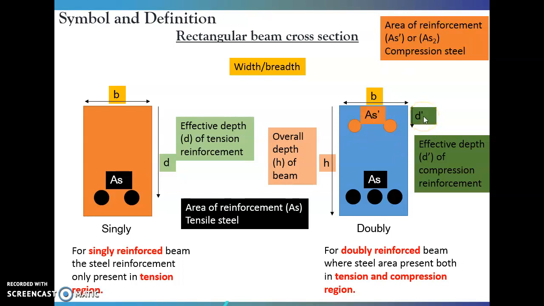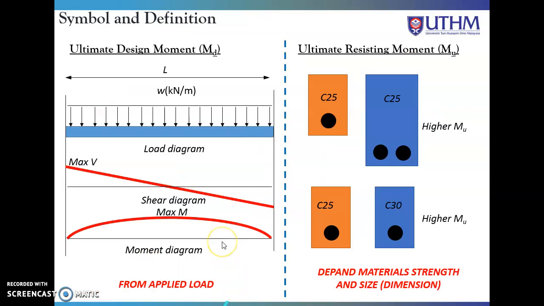And for the doubly reinforced case, we will have d prime, which is the effective depth of the compression reinforcement, which is also from the top until the middle of the steel bar.